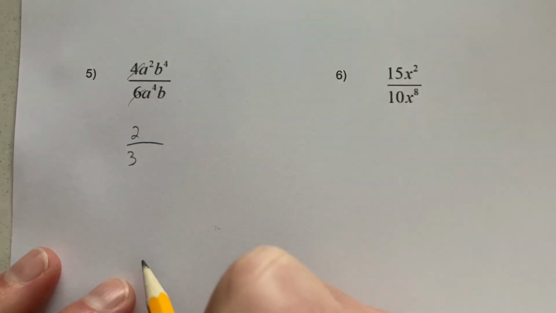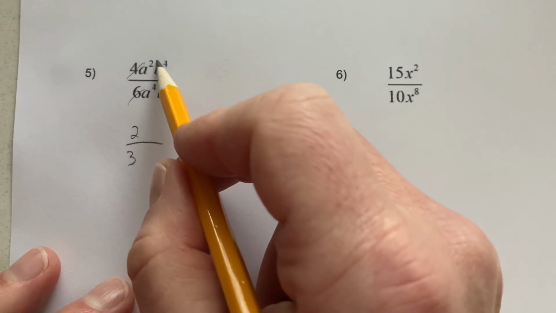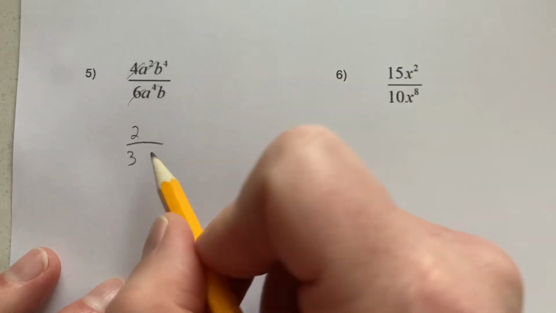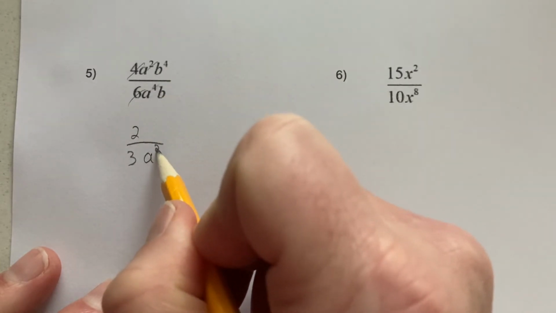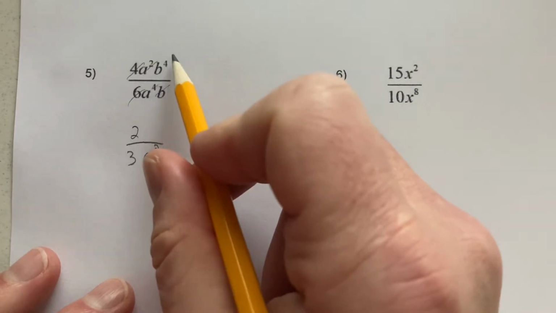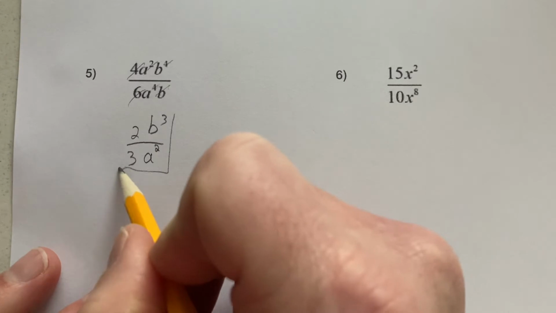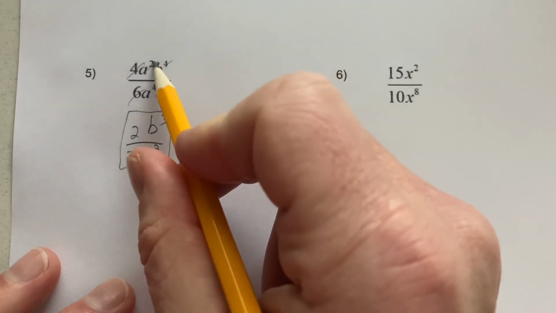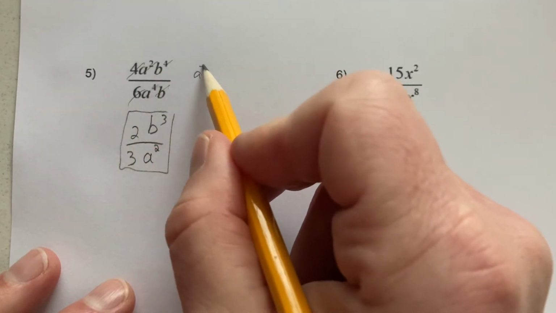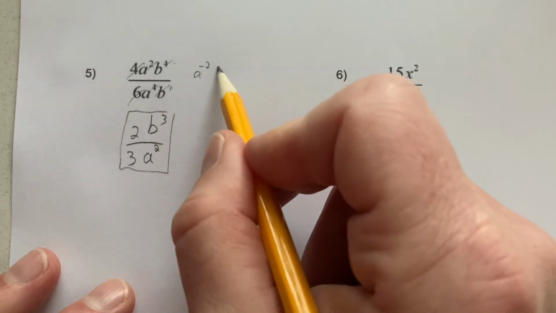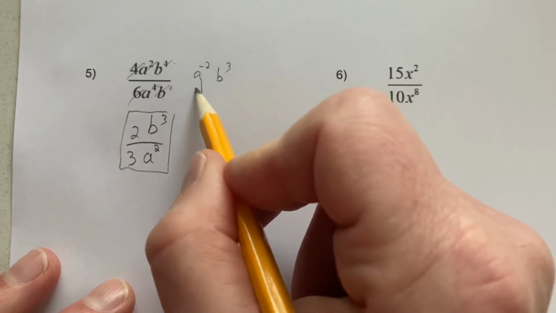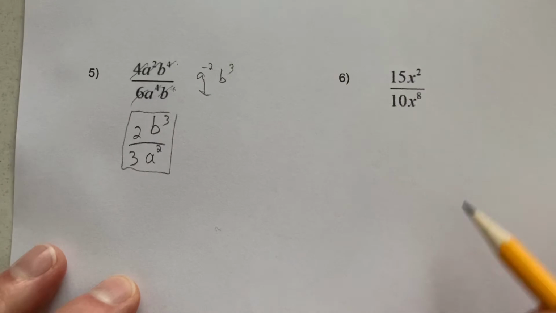So that becomes 2/3. Again, these 2 a's cancel 2 of these a's, leaving us with 2 a's on the bottom. This b knocks out 1 of these 4 b's, leaving us with 3 b's on the top. Or, if you'd rather, 2 minus 4 is negative 2. 4 minus 1 is 3. And then that drops down and becomes this.